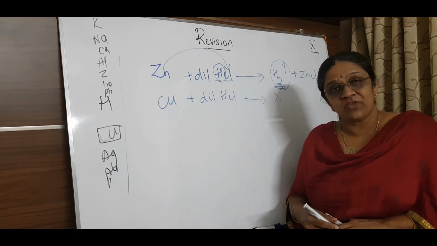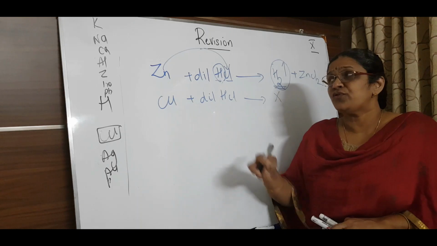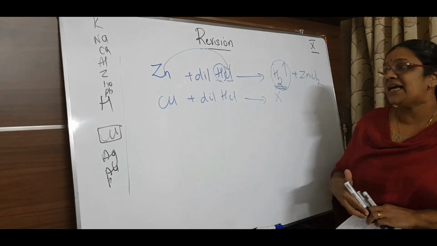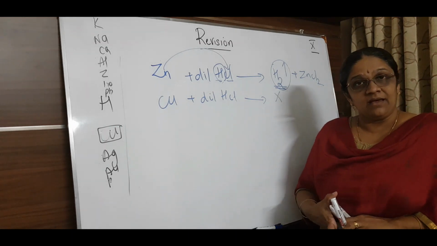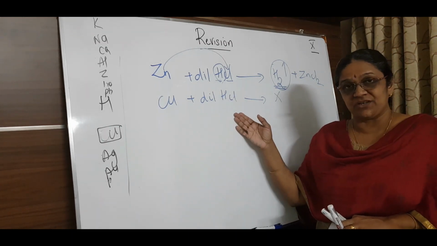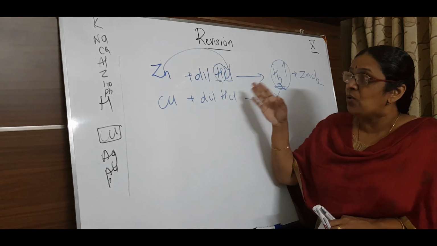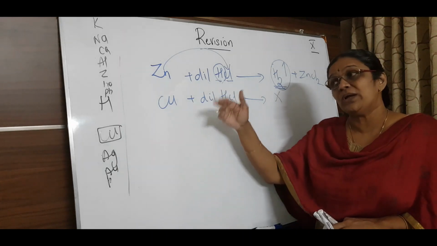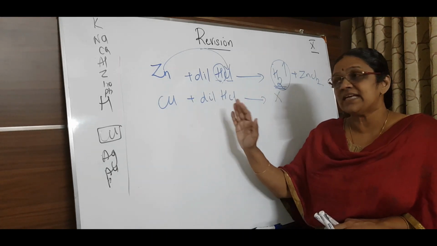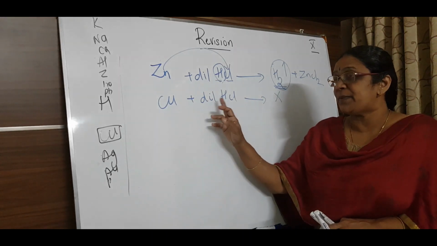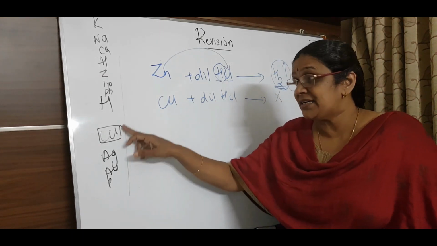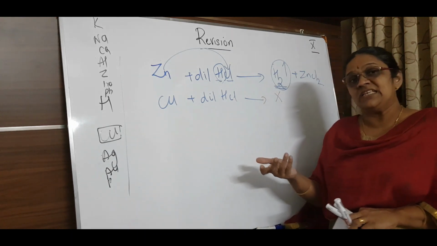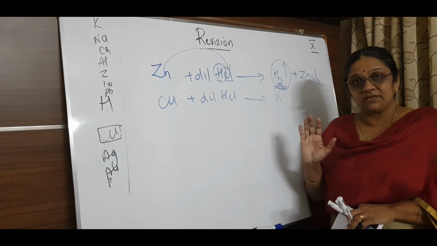You got the concept? So if you get a board exam question asking why a reaction is not happening in a displacement reaction, first go through the reaction, find out what type of reaction it is, and then go to the reactivity series. Then you will have the answer. That is, copper cannot displace hydrogen because copper is below hydrogen in the activity series. So that is the concept. Clear?